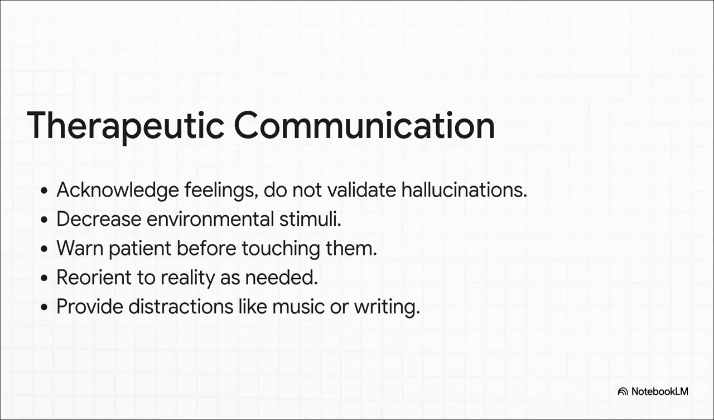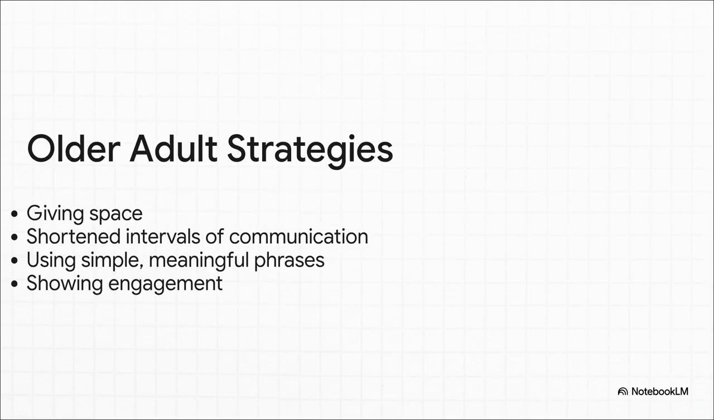So these are your go-to techniques for communication. You might say something like, "I don't hear any voices, but I can see that this is very frightening for you." See what that does? It acknowledges their feeling without agreeing with the hallucination. Simple things, like turning down the TV, can also really help decrease agitation. And remember, you always have to adapt your communication. With older adults, for example, who might have other things going on cognitively, using simple phrases and doing shorter, more frequent check-ins can cut through confusion and help you build that all-important therapeutic trust.